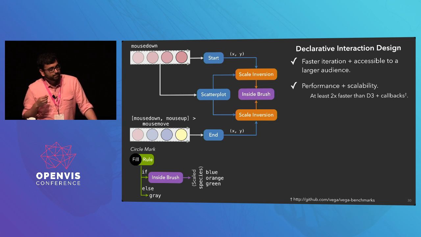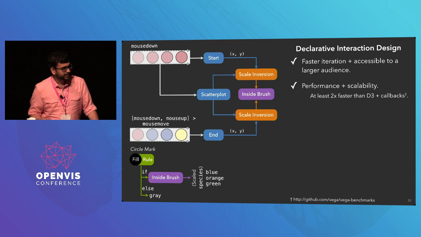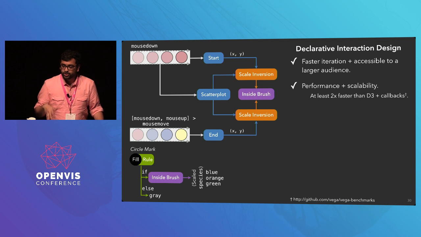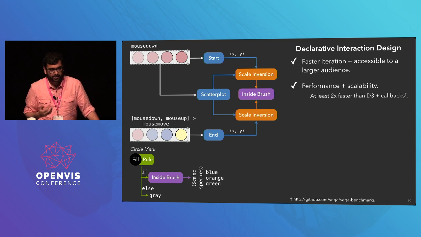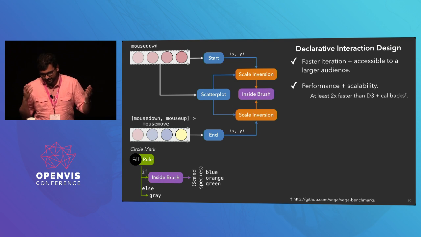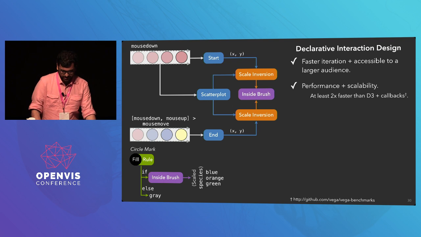The second point is, because events are just another form of streaming data, Vega underneath the hood can do a number of optimizations on our behalf. We don't have to worry about it. And that ultimately yields performance that is at least twice as fast as D3 and event callbacks. And if you don't believe me, we've even published our benchmarks. So you're welcome to run those yourself.